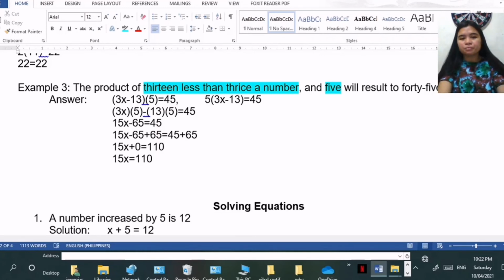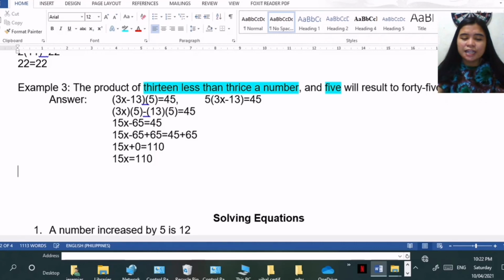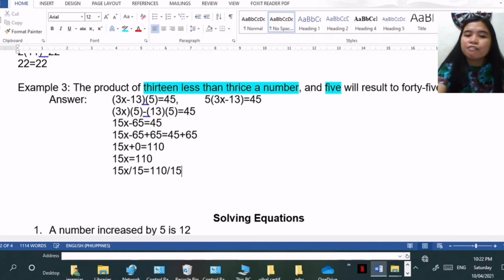Okay po. So now, in order for us to find the value of x, kailangan ma-eliminate natin yung katabing number ng variable or ng x. Paano natin eliminate? By dividing both sides sa kung ano ang number na katabi ng letter. So we have here 15x divided by 15, and then copy equal, then copy 110, and then also divide it by 15.